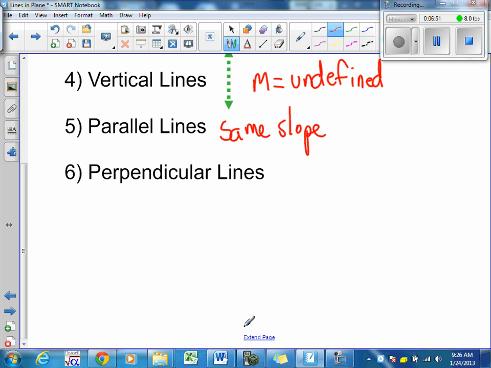Now, perpendicular lines, there's a lot of different ways you can think about perpendicular lines. I will say it this way. Flip it and change the sign.